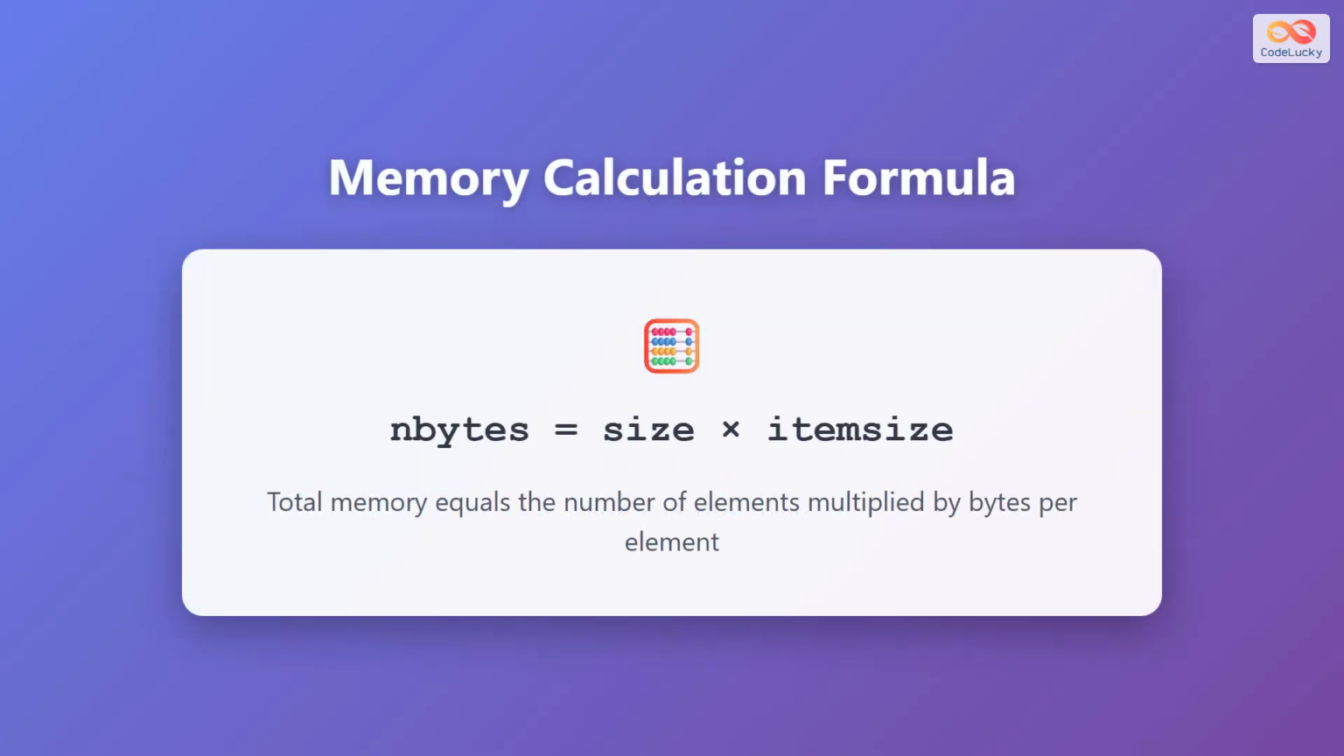The calculation behind nbytes is straightforward. It equals the array size multiplied by item size. In other words, we take the total number of elements in the array and multiply it by how many bytes each individual element occupies. This formula applies to all NumPy arrays, regardless of their dimensions or data type.